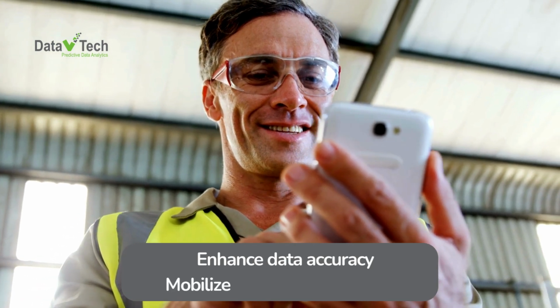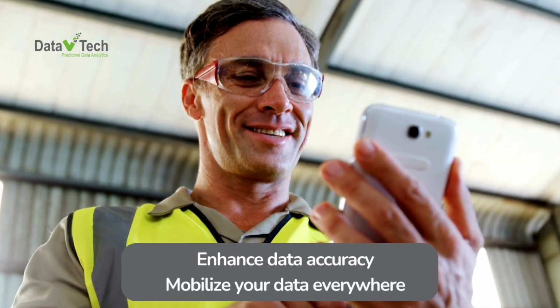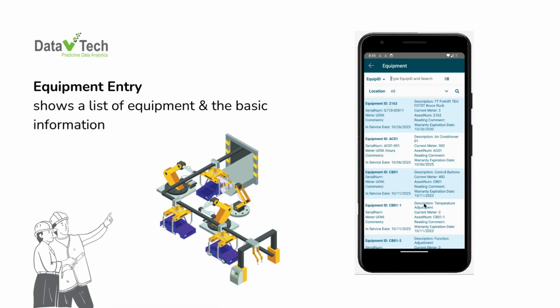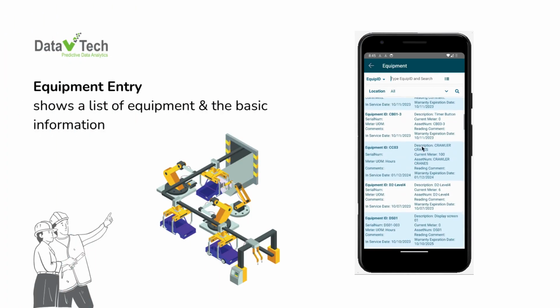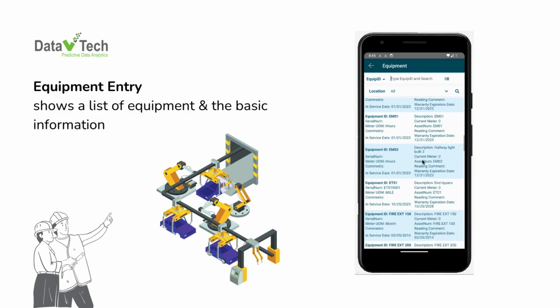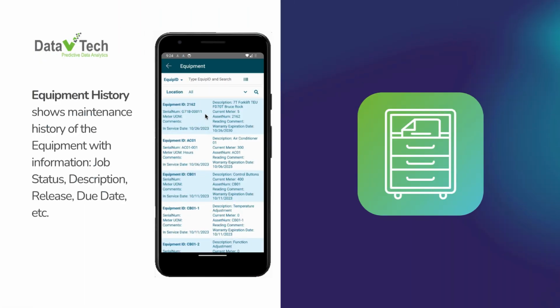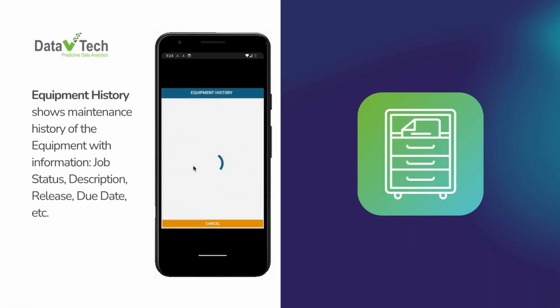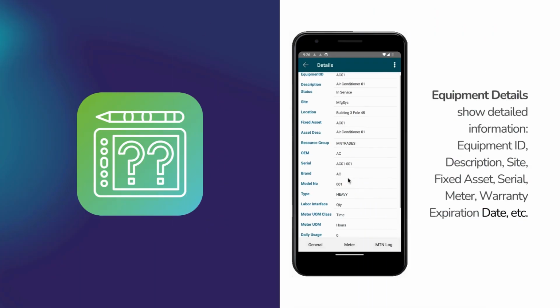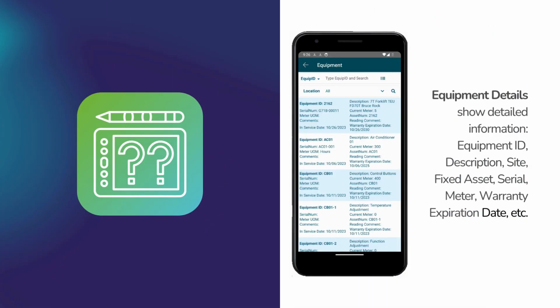You can access maintenance information remotely and in real time. Here is the equipment entry, which shows a list of equipment and the basic information. You can also view the maintenance history and details of the equipment from the Equipment History and Equipment Details menu.